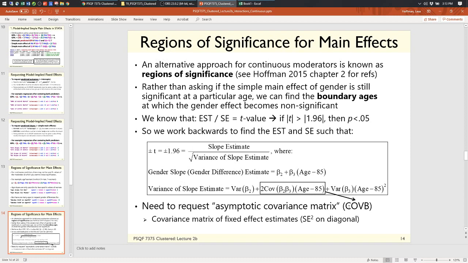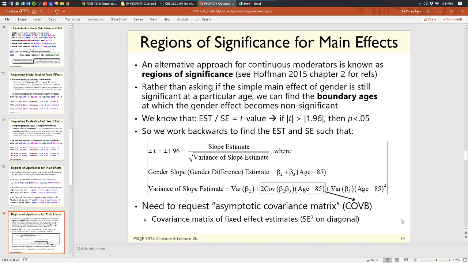In order to compute this test, you have to ask for an extra piece of output, which is known as cov-b. That seems to be the keyword in most different programs. What it gives you is a new covariance matrix that refers specifically to the precision of the fixed effects. The diagonal is each fixed effect's standard error squared, so it's sampling variance. You need the off diagonals to be able to do this. You need the covariance between the betas.